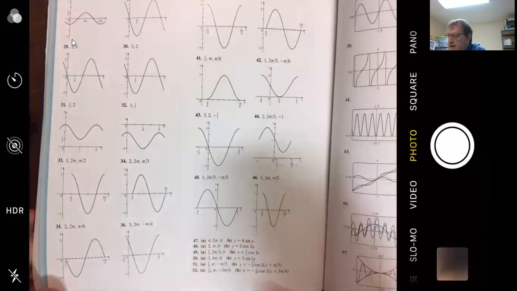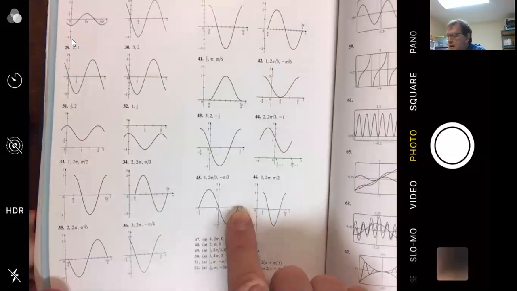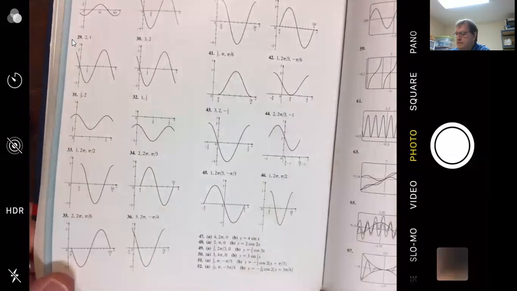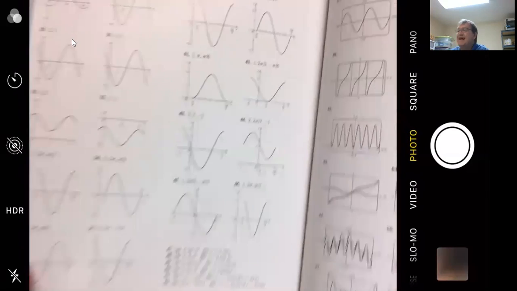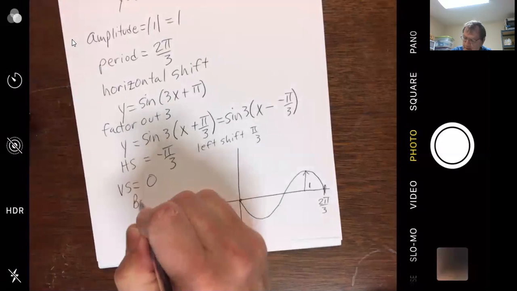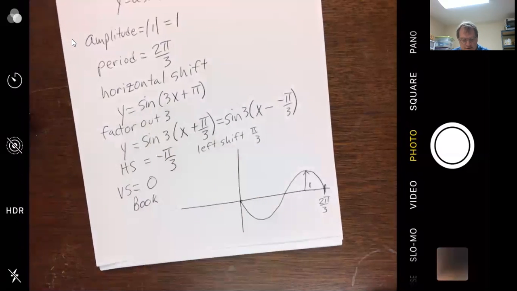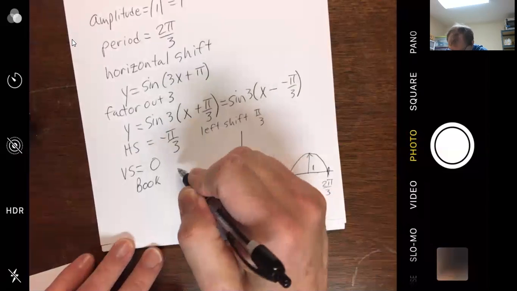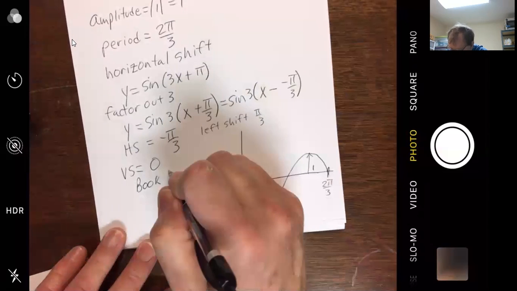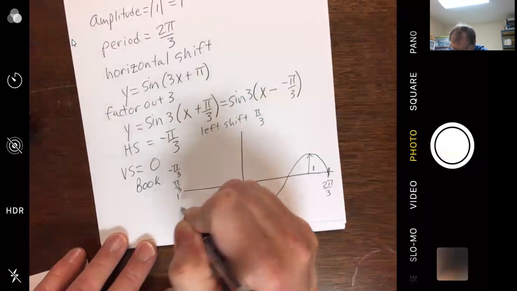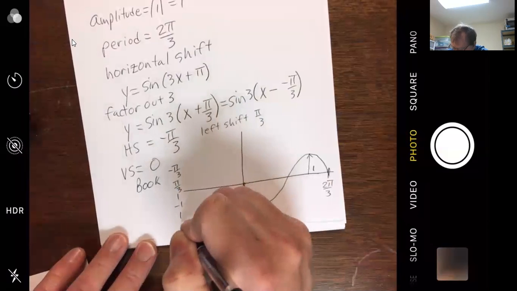Basically, I put in enough of a scale to get this, and then I went out one period for it to continue on. If you want the graph to match what they have, I need to put in an x min of negative pi over 3 and x max of pi over 3. Let me do the book window, going negative pi over 3, let's say by 1. And y from negative 1, 1, say 0.5.